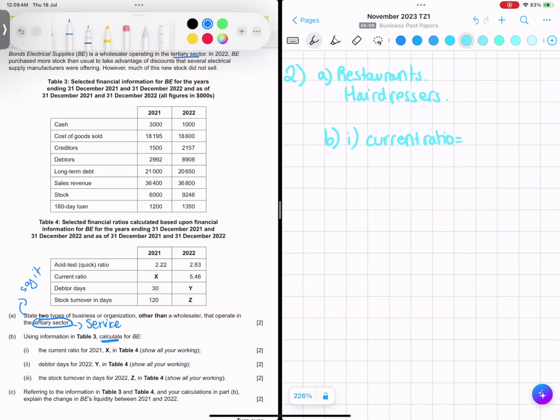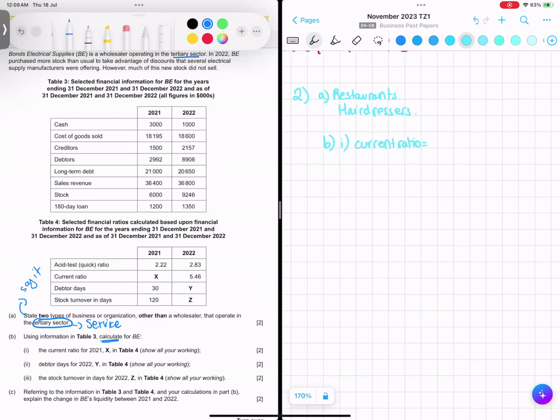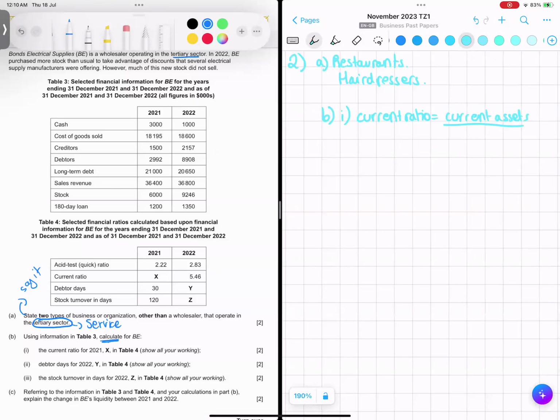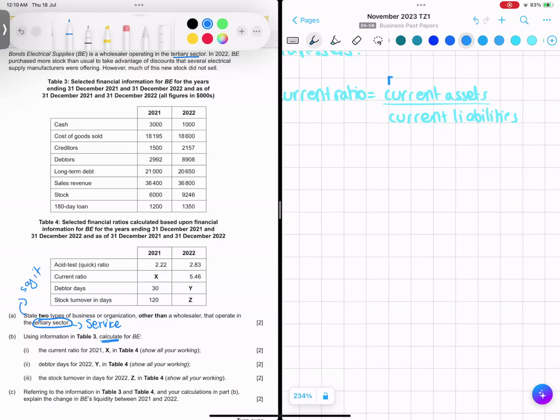So to calculate it, we basically just put current assets over current liabilities. That's just really what you have to do. So current assets, let me just zoom this in again, over current liabilities. Now we need to focus on the current assets and liabilities and break them down, right? So I'm going to use this dark blue. So what are current assets? Current assets are cash, their stock, and their debtors. Okay, so just keep that in mind.